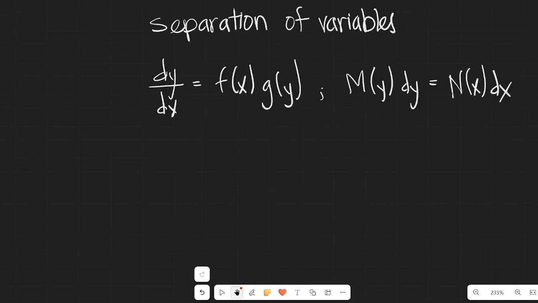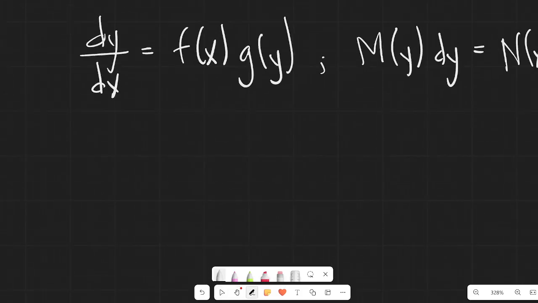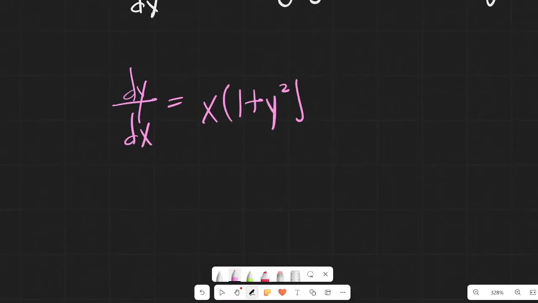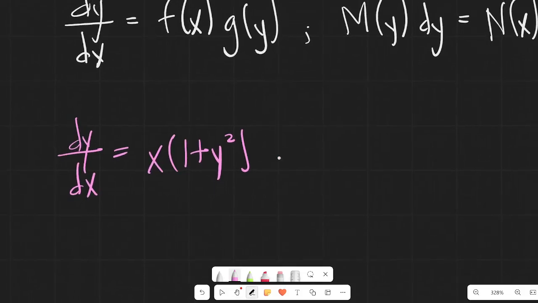And so, for example, let's do a quick little thing here. Let's say that dy/dx equals x times (1 plus y squared), right? What we want to do is get all of the x's on one side with the dx and all of the y's on the other side with the dy. I can multiply through by this dx, and then divide through by this expression in y to put them on opposite sides of the equation. I'm just going to do that all in one step right now.